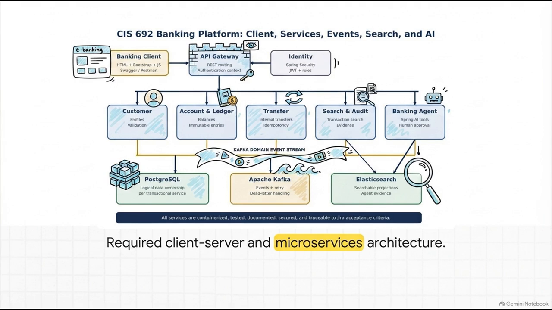The banking client communicates through an API gateway which perfectly handles routing and authentication via Spring Security. Below that layer, the business responsibilities are cleanly sliced into distinct microservices. They communicate synchronously via REST when they need to, and asynchronously through a Kafka domain event stream for things that don't need immediate coordination. And down at the data layer, it's a wonderfully robust, containerized system featuring Postgres for logical data ownership, Apache Kafka for events, and Elasticsearch for searchable projections.